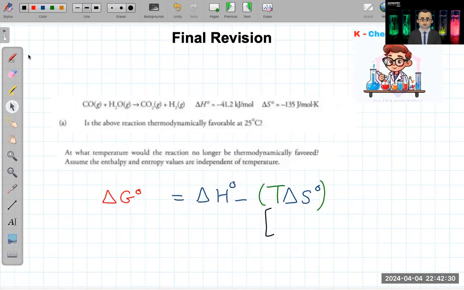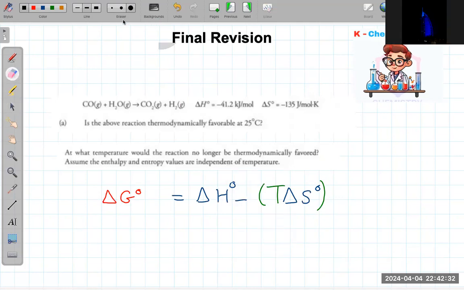Delta H minus T. I can't find this question in the course revision. This is not the course revision. This is just a general revision for all the rules.